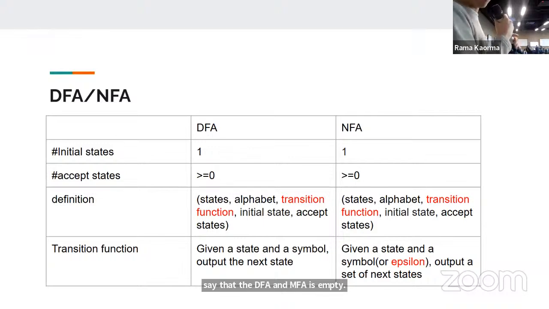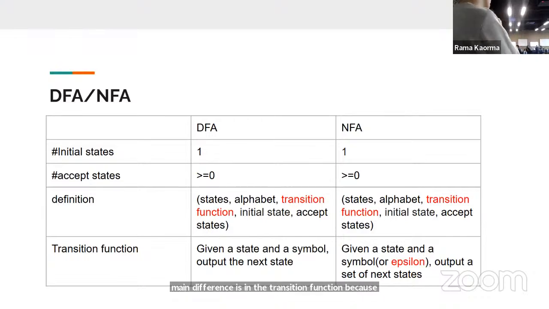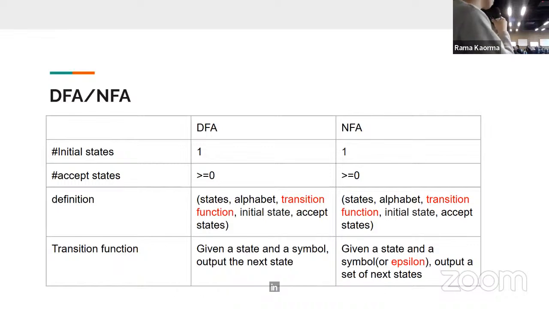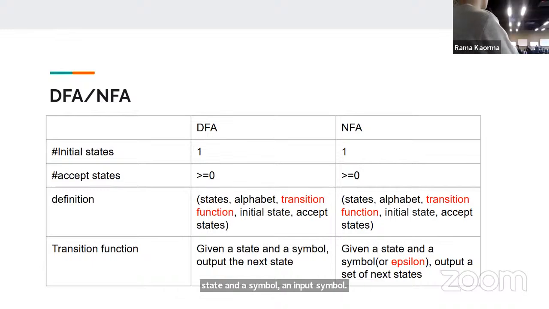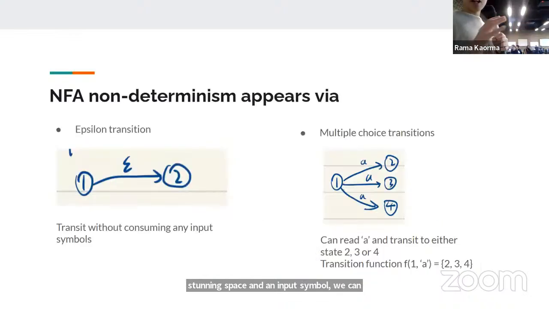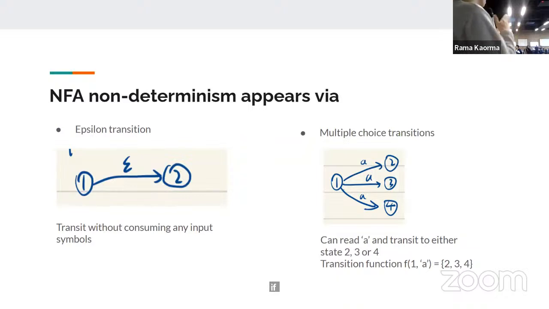And for the definition of DFA and NFA, the main difference is in the transition function, because in NFA we have non-determinism. That means given a state and an input symbol, in NFA we output a set of states, whereas in DFA we only output a single state. So this is non-determinism. That means if we are in the same starting state with the same input symbol, we can take multiple paths. If one of the paths can accept the input string, then that string is accepted.